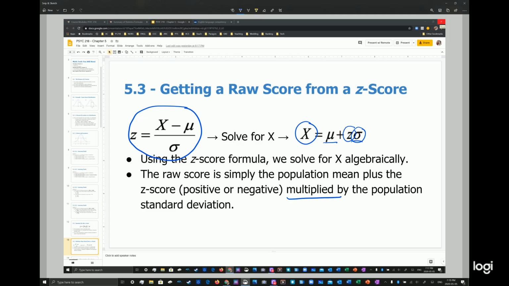So that's what our points say. With the Z-score formula, you can solve for X using algebra. In the slide here, it says algebraically. And the Z-score here is the multiplier. And it can be positive or negative, which indicates the direction of the X. And the direction also tells us where the X is in relation to the mean.